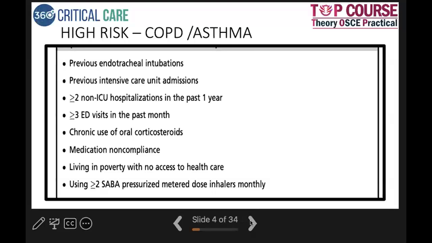or the patient is on chronic use of oral corticosteroids, which could cause immunosuppression and secondary infections, especially fungal ones, or the patient has medication non-compliance, they do not follow the protocol properly, or the patient does not have access to health care, or the patient is already using two or more short-acting bronchodilators to control their symptoms, even for maintenance of their symptoms, they are using two or more inhalers. In such situations, you should be ready for airway protection and supporting them through a ventilator.